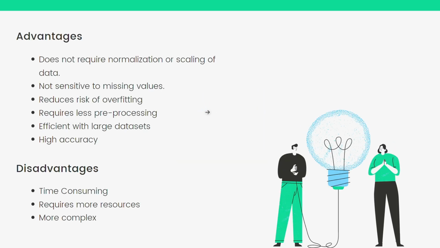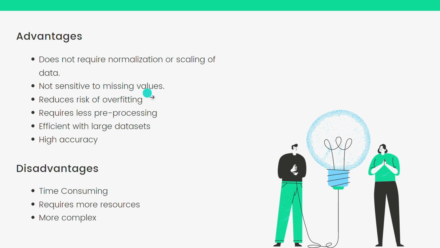So advantages. It does not require normalization or scaling of data. So like you saw, we did not do any kind of pre-processing, and we got a very good result. In fact, the best result possible. It's not sensitive to missing values. We actually did not check for missing values, and I can also create a mini project just using the scikit-learn library and different models and how they perform, and I can do that in the upcoming videos. But in this data set, I think there were no missing values, but even if there were, our model is not sensitive to missing values, so it reduces risk of overfitting.